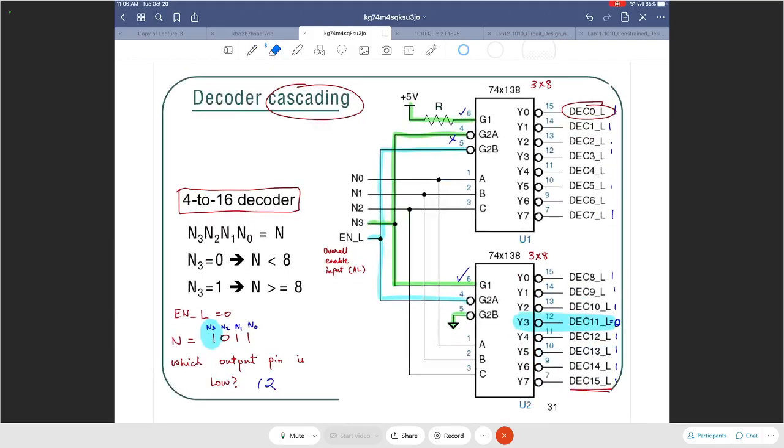So you can really see here that by having those extra enable inputs, we were able to cascade decoders to make bigger decoders. And you can really expand this to a bigger design as well. You can take this to a 5 to 32 decoder if you wanted to. All right, next, any last minute questions about decoder cascading?